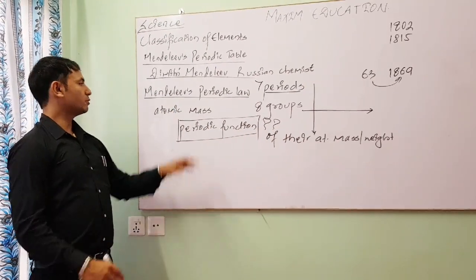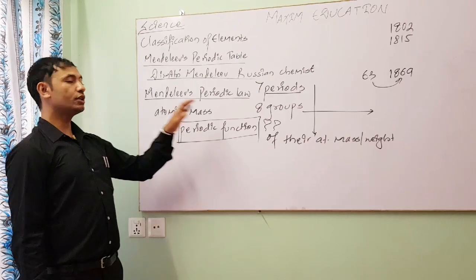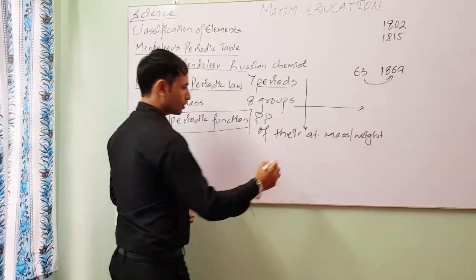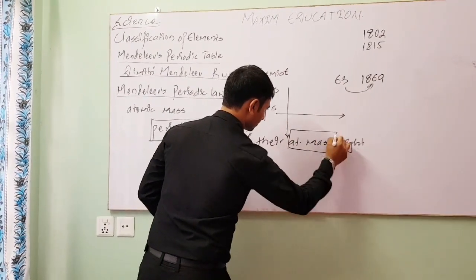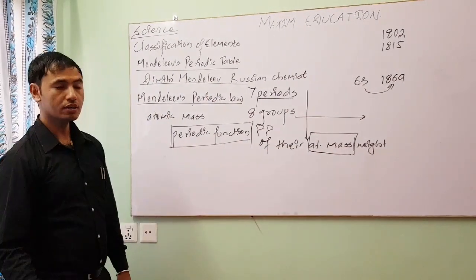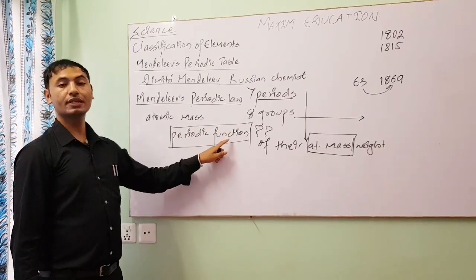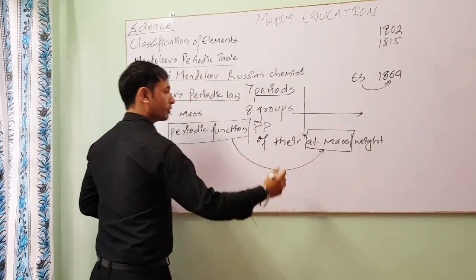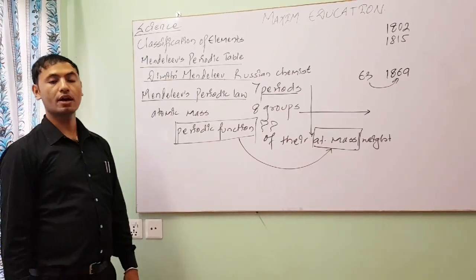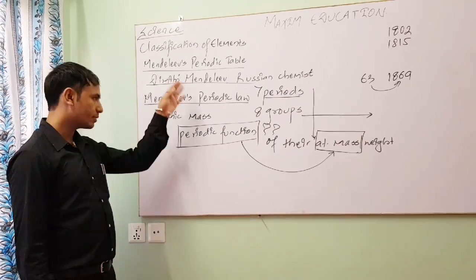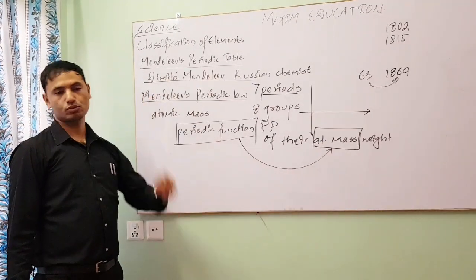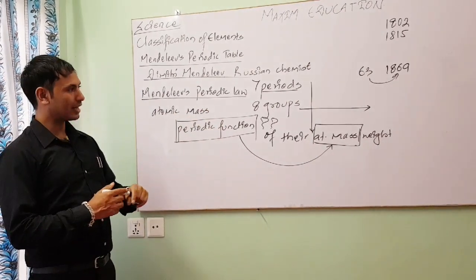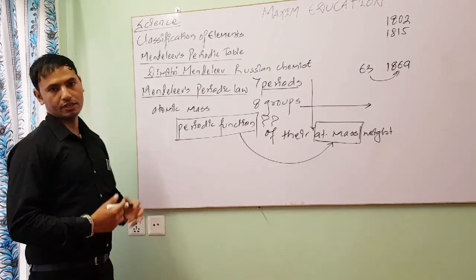Periodic function in the periodic table means the repetition of the physical and chemical properties after a certain interval of atomic mass. After a certain interval, the physical and chemical properties get repeated, and the elements are classified into those periods or those groups. This gives us the concept that the elements can be classified into groups and periods.